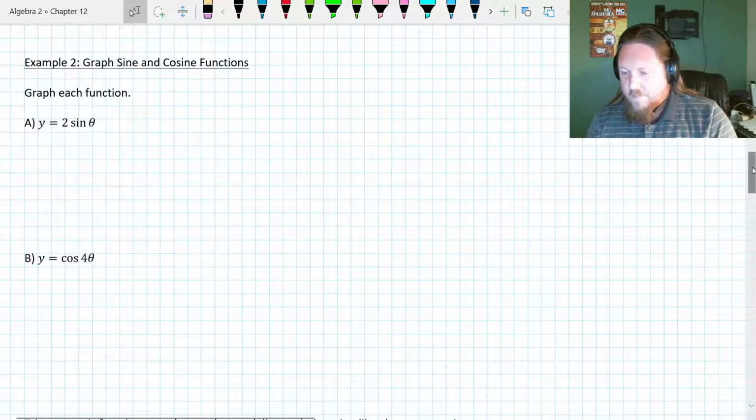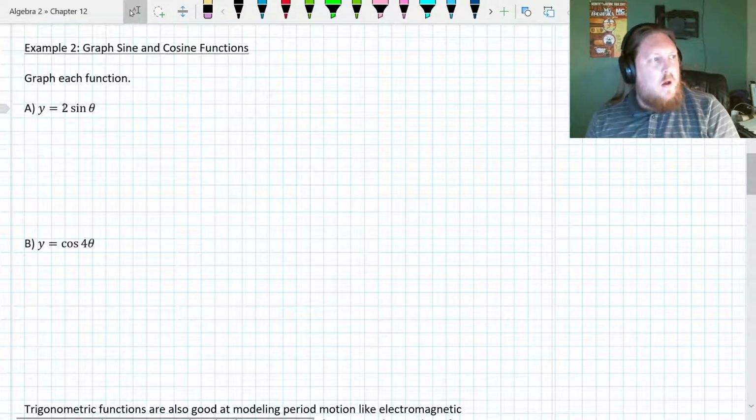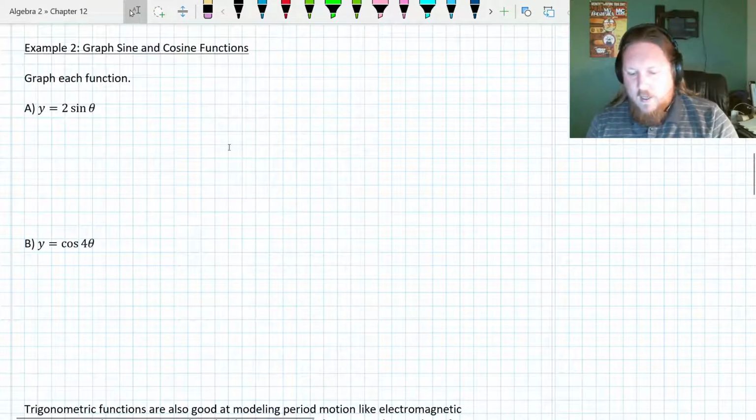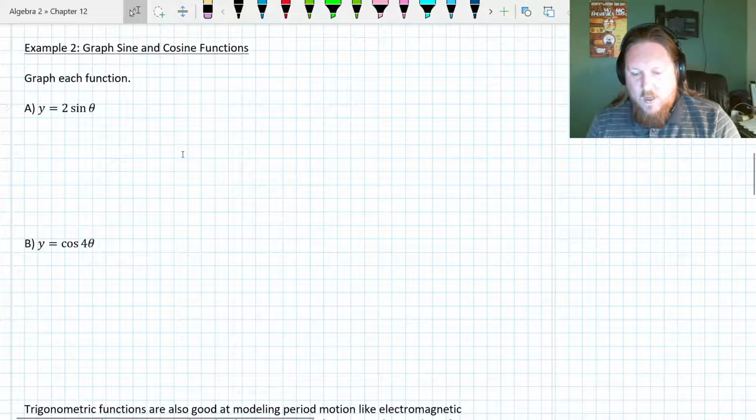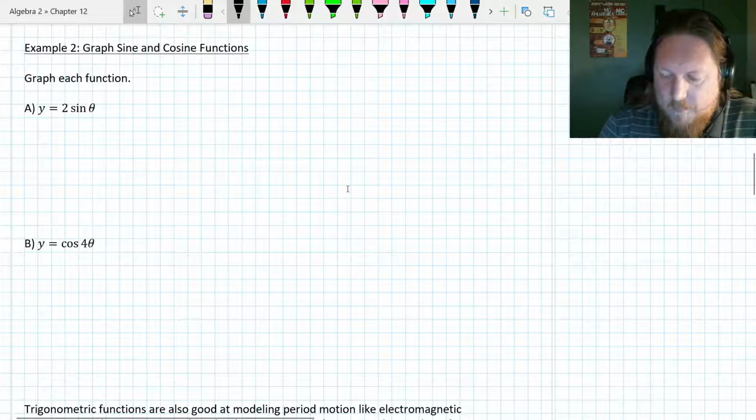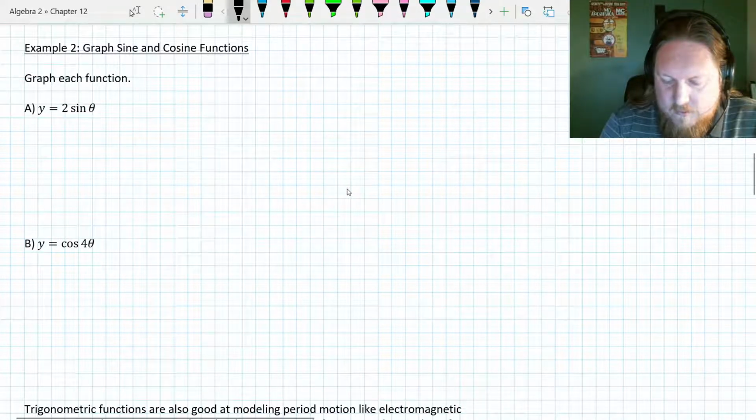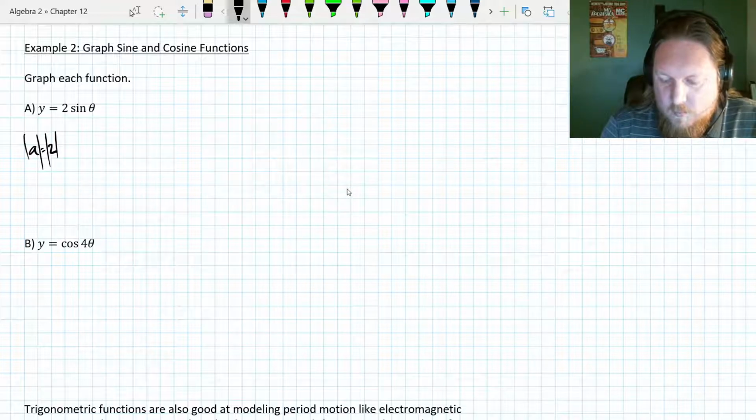So we're going to graph two different things. We've got y equals 2 times the sine of theta. When I'm looking at this, I see an amplitude of 2, because the absolute value of 2 is 2. So amplitude is 2.